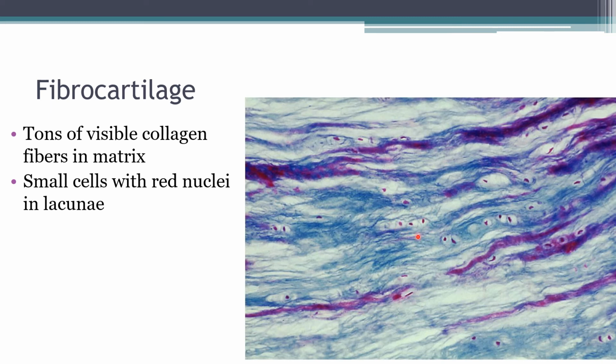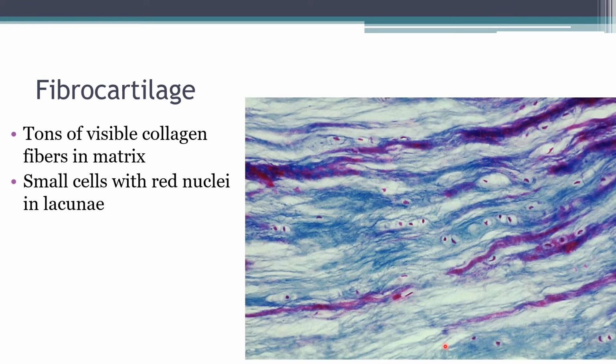When you look at the cells in fibrocartilage, they're going to be really tiny, really small nuclei with really small lacunae around them, really small spaces around them. And that's really the dead giveaway that this is fibrocartilage and not dense regular, because you'd never see those lacunae in dense regular connective tissue. Now I know that takes a lot of practice. You guys aren't going to have time for that much practice.